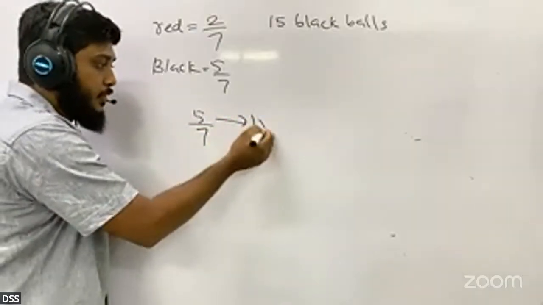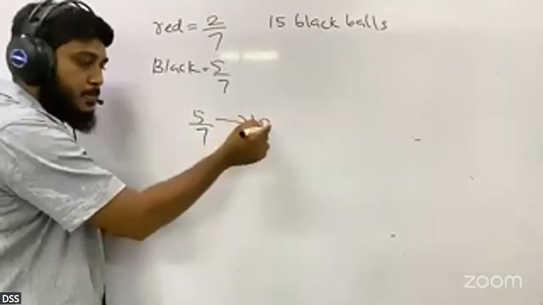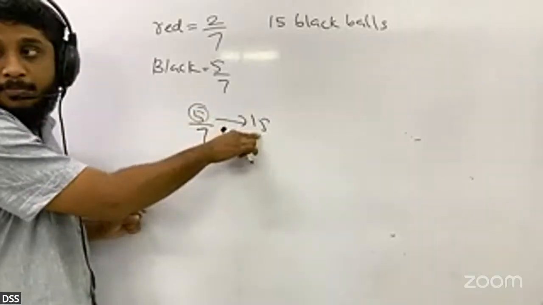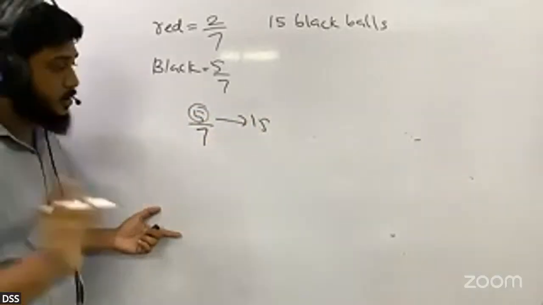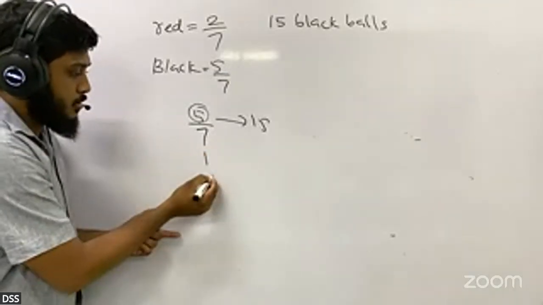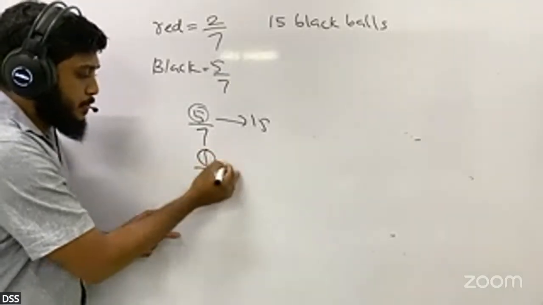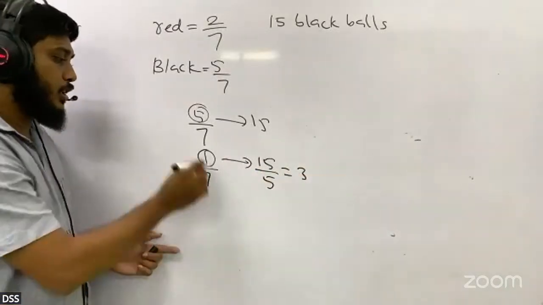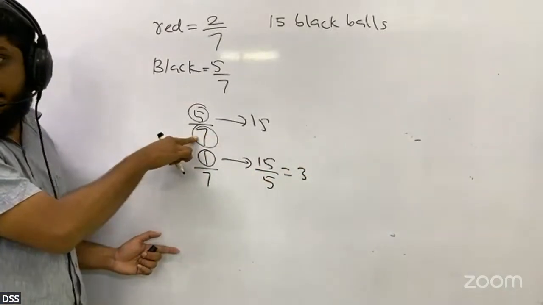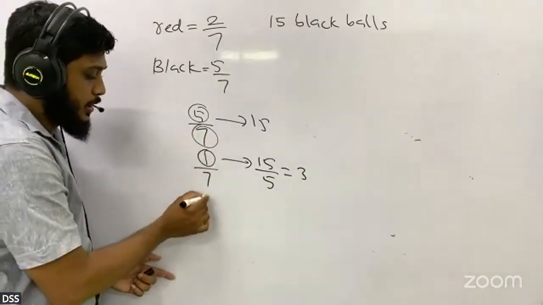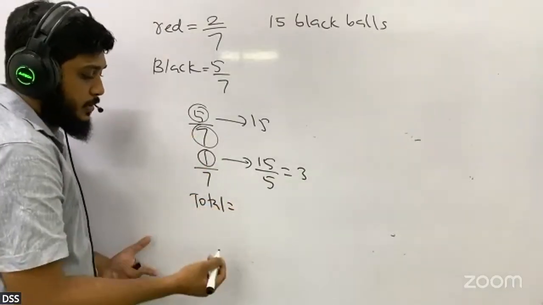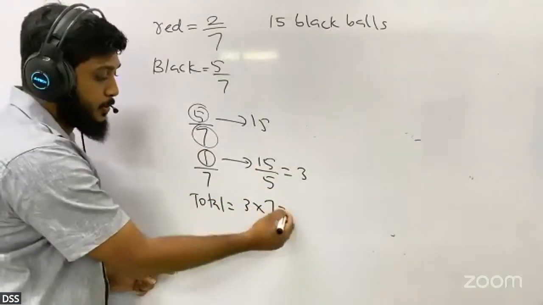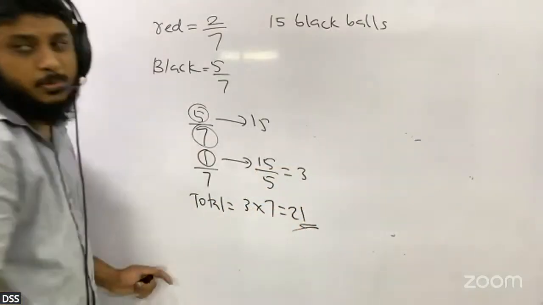5/7 of the balls represent 15. 5 parts represent 15. So you have to see what one part represents. One part, 1/7, represents how much? 15 divided by 5, which is 3. Total balls is how many parts? 7 parts. One part is 3, so 7 parts is 3 times 7. The answer is 21 balls. Very simple.